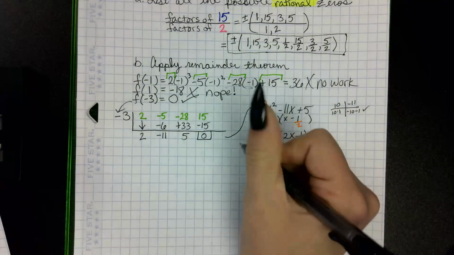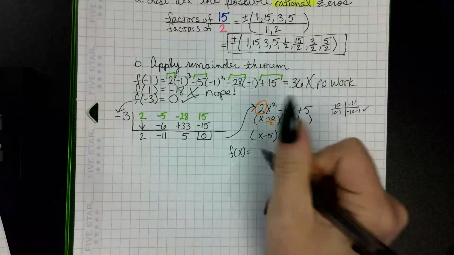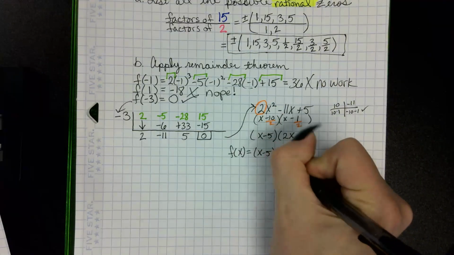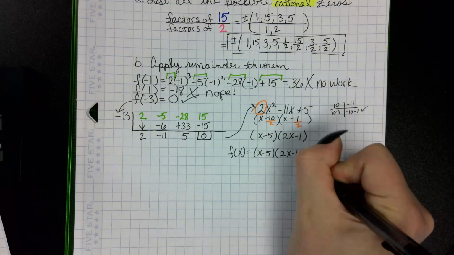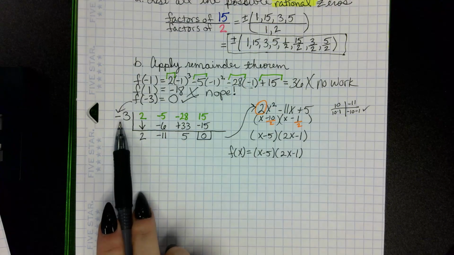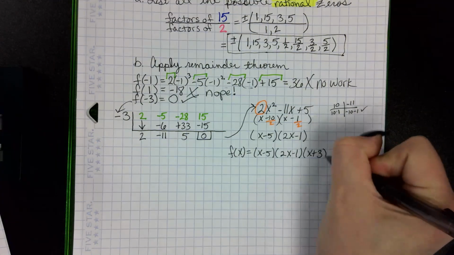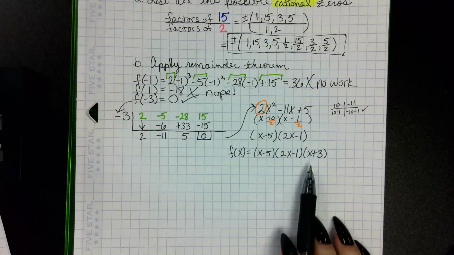So now I'm going to write my function again in factored form. So f of x equals these factors, x minus 5, 2x minus 1, and I divided by this 0, negative 3. So the 0 is negative 3, so that means its factor is x plus 3, because if I took x plus 3, set it equal to 0, it would be x equals negative 3.